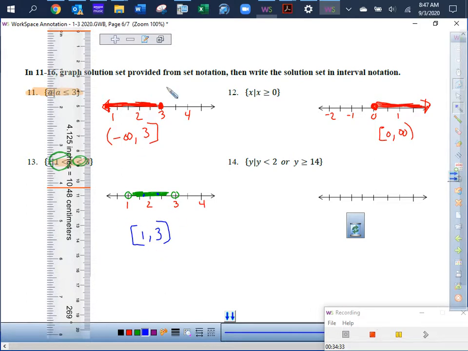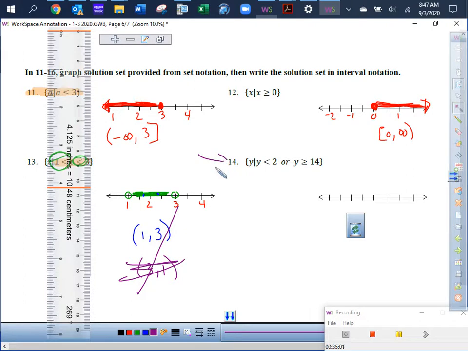Yep. Correct. We need this. This is the right answer in blue. How about this in purple? Would that work? 3 to 1. Doesn't work because you're going backwards. We don't read from right to left. We read from left to right. So, no purple.